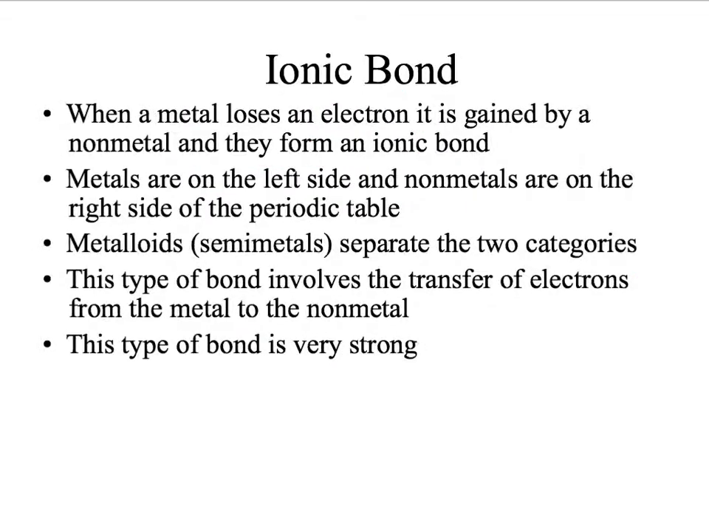So when a metal loses an electron, it is gained by a nonmetal, and that's how they're going to form what we call an ionic bond. An ionic bond has to involve a metal and a nonmetal. That's the definition of it. So you've got to understand the location, and this goes back to chapter 6. Metals are on the left side of your periodic table. Nonmetals are on the right. Metalloids are your semimetals. Those are the ones that separate it. That's kind of like your stair step that separates those two groups. So this type of bond is going to involve, keyword here, transfer of electrons, meaning one element is giving up electrons to another.